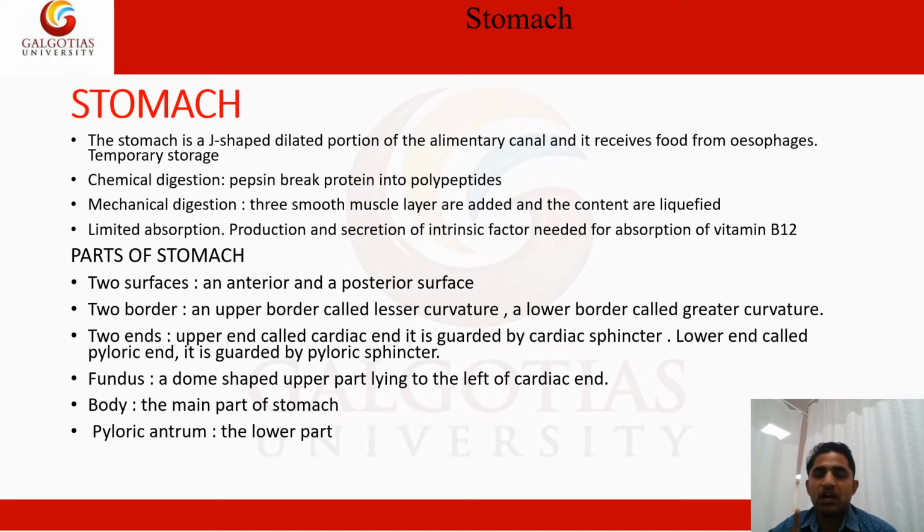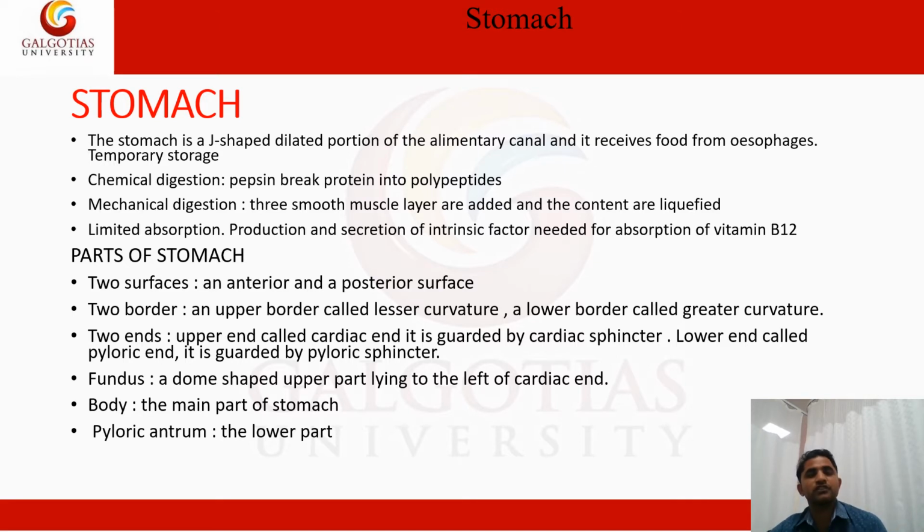In other parts of the alimentary canal we have two muscular layers, one longitudinal and one circular, but in the stomach we have another layer of smooth muscle, the oblique muscular layer, which helps in the mechanical digestion of food in the stomach, known as churning. We will discuss the stomach in detail; this is the introductory part. Then there is limited absorption, and the production and secretion of intrinsic factor needed for the absorption of vitamin B12.